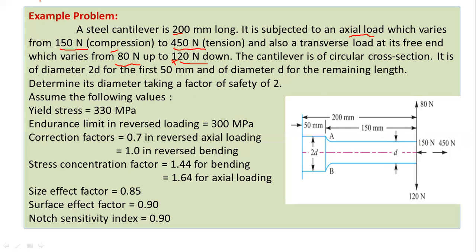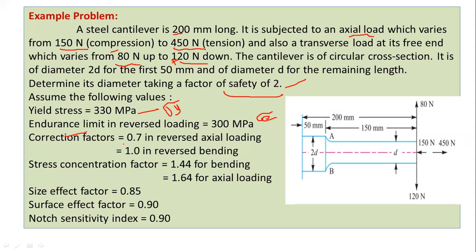The cross section is a circular shape, so section modulus for circle, Z equal to pi d cube by 32. Here you can observe factor of safety. Factor of safety equal to 2, Fs equal to 2, and yield stress sigma y equal to 330, and endurance limit, this one is sigma E. Sigma E equal to 300 megapascal, and correction factors.